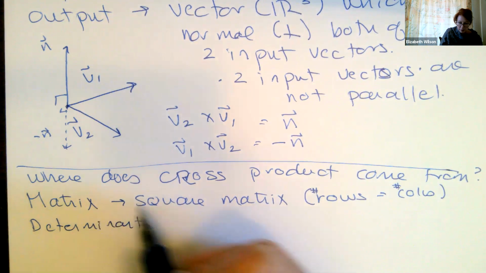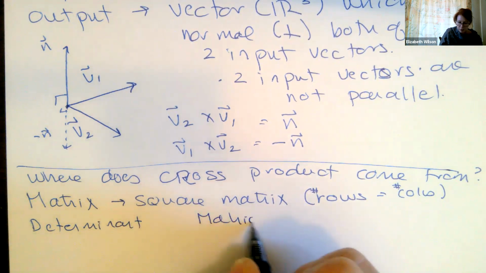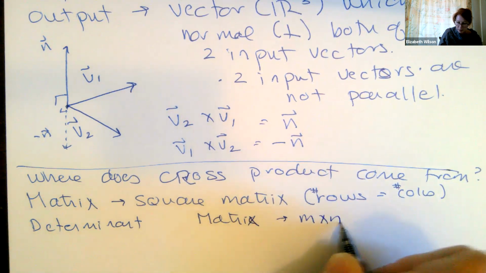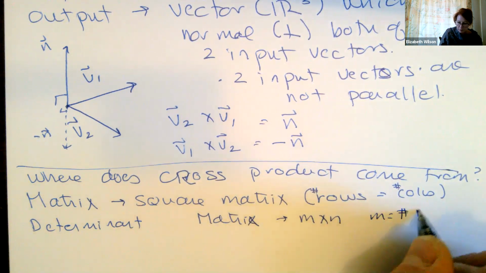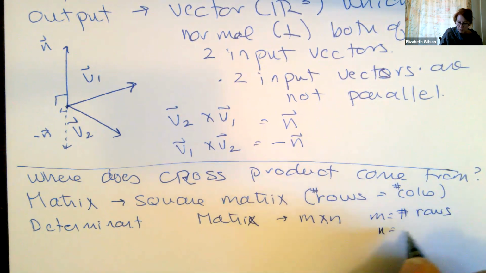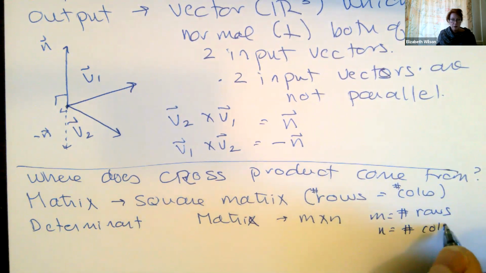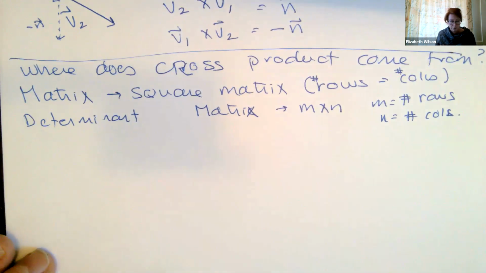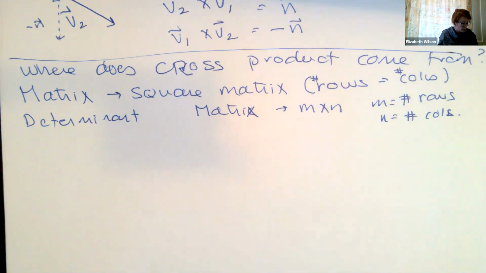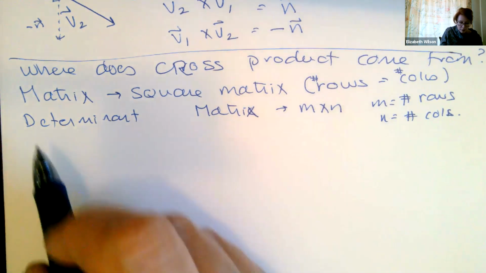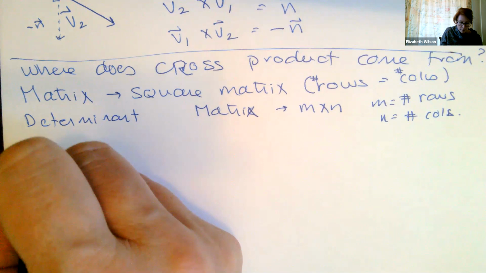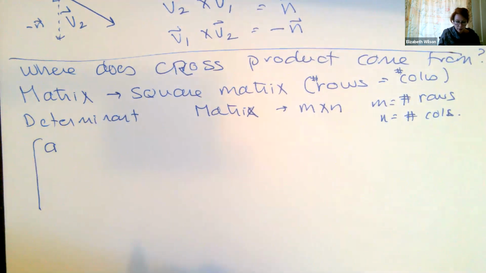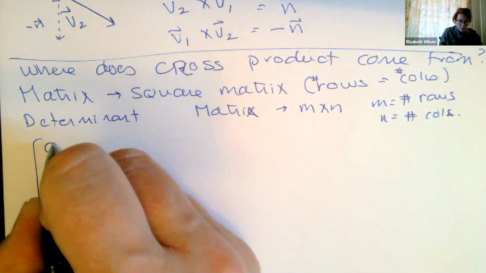So in matrix theory, we talk about M by N matrices, where M is the number of rows and N is the number of columns. This may seem like a tangent, but it really will matter when we talk about the cross product. When we talk about matrices, the position within the matrix is important. So I'm just going to describe a 3 by 3 matrix, with 3 rows and 3 columns.